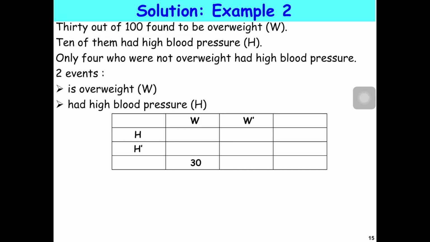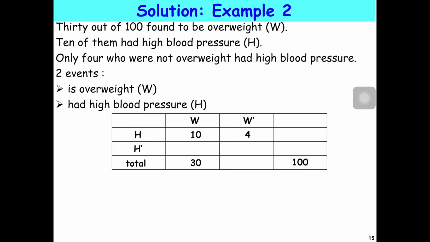30 out of 100 were found overweight. So under W, we put 30. Out of 100 means the total sample will be 100. 10 of them had high blood pressure, so from W, who are overweight, 10 of them had high blood pressure, and you put it over there. Then only 4 who were not overweight had high blood pressure. Not overweight means W complement, had high blood pressure means H, so therefore we put 4 there.